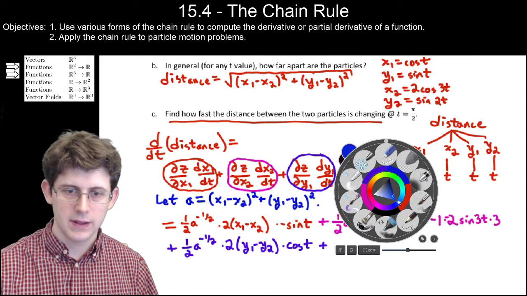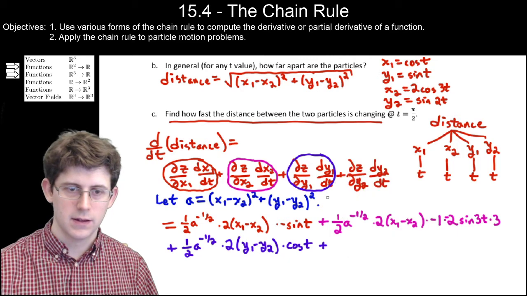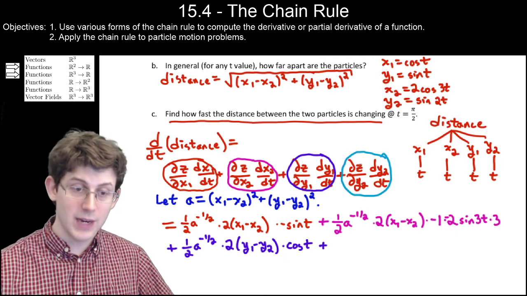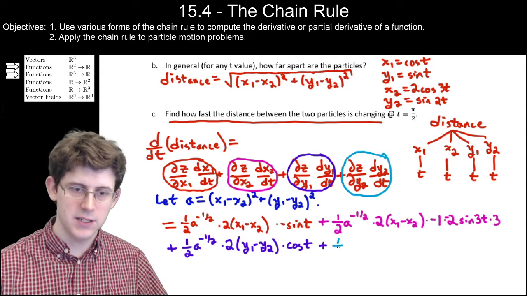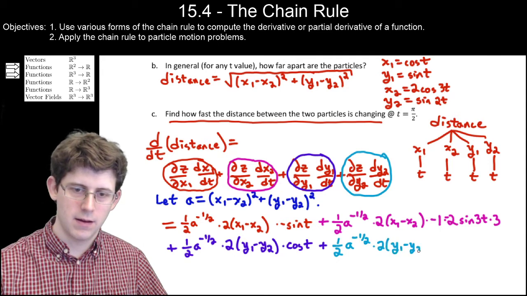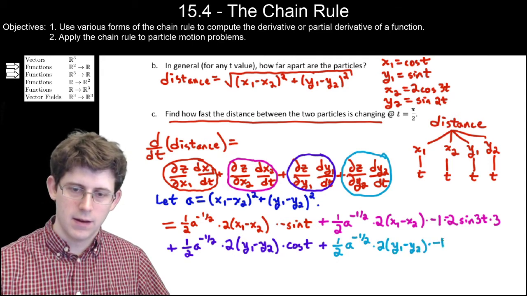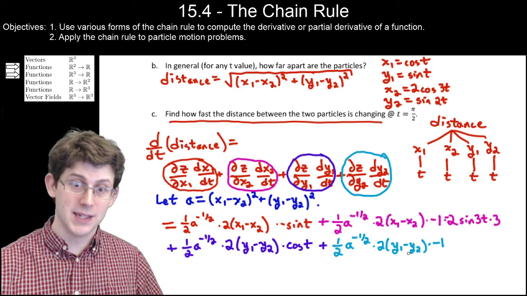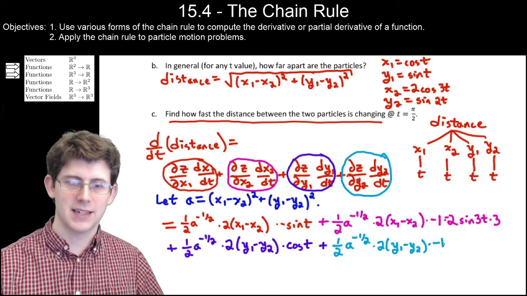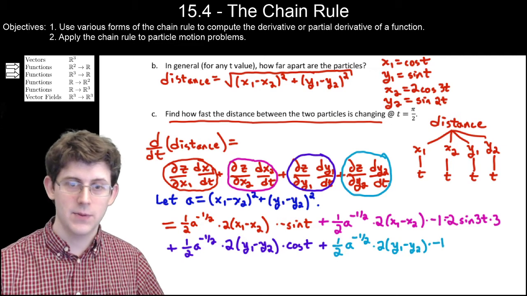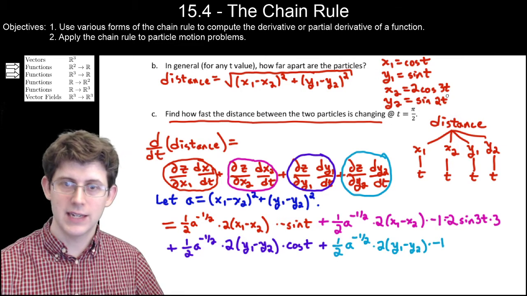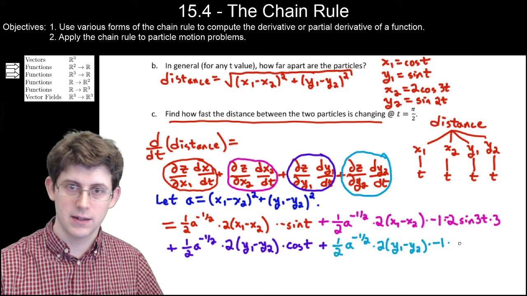Finally, let's do the last one. Partial z partial y2. Same kind of issues. Again, because now our variable is the minus y2, we'll have an extra minus 1 here. Then we need dy2 dt. dy2 dt is cosine 2t times 2.